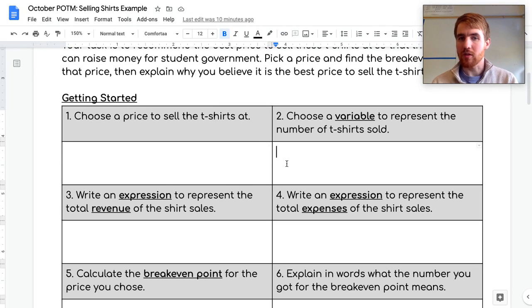Then choose a variable to represent the number of t-shirts sold. Again, that can be any variable you want, something that you will remember. Now, where a lot of people have been having trouble is writing an expression to represent the total revenue of the shirt sales and writing an expression to represent the total expenses of the shirt sales. I don't want to show you exactly what the answer to these are, so instead I'm going to show you an example with a different problem that I hope will help you figure out the answer to these two questions.